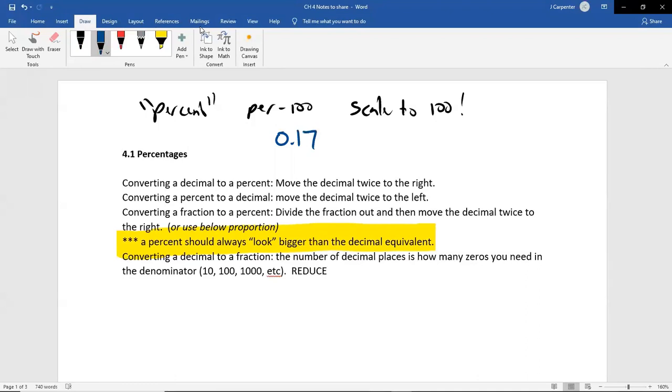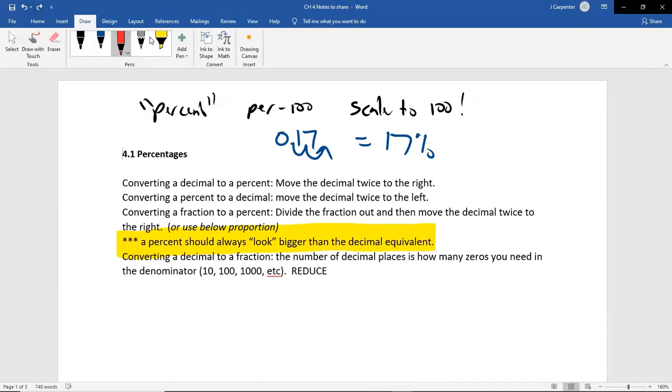So, okay, I know I was supposed to move it twice, but moving it left made it look smaller. So let's make it move right so that it looks bigger. Now we don't need to write this decimal because it's a whole number, so I'm not going to write it. And then there's our percent. And 17 looks bigger than 0.17. That highlighted memo has saved me countless times, and believe me, it will do the same for you.